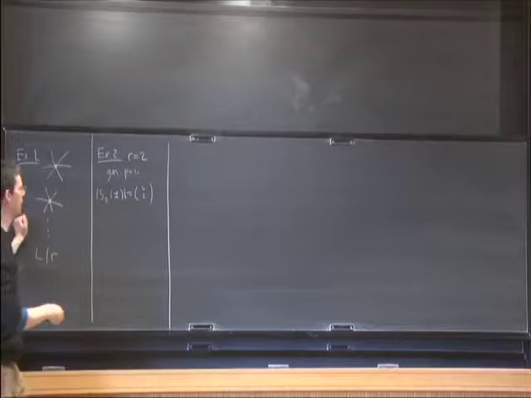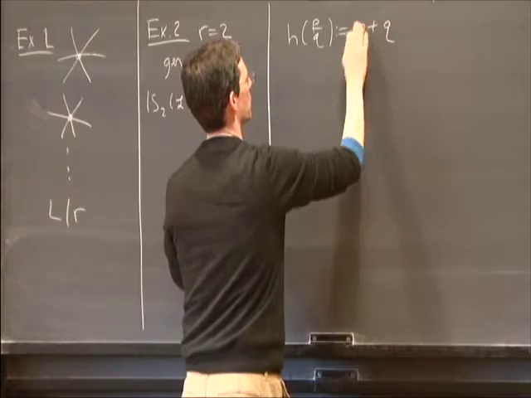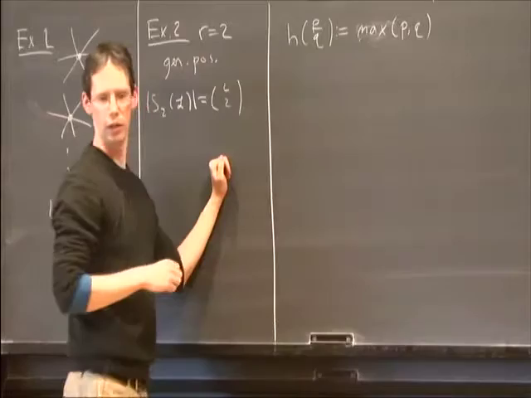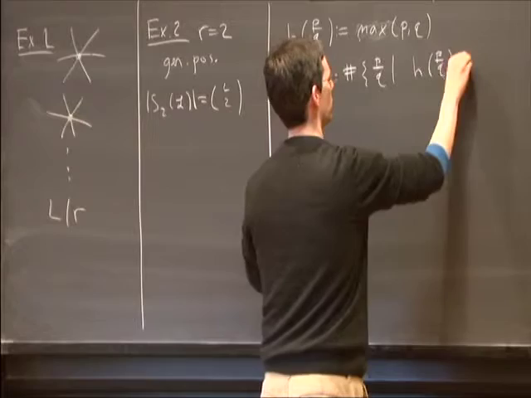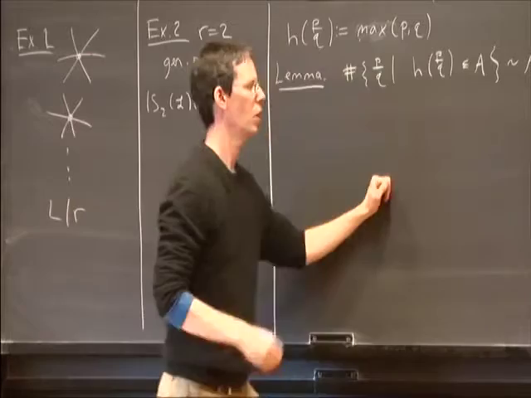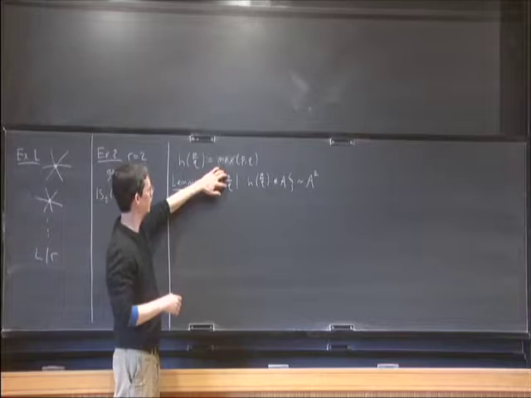Do a little vocabulary. So the height of a rational number, p over q, is defined to be p plus the maximum of p and q, if p and q are in lowest terms. And a little lemma is that if you look at the number of rational numbers with height at most some number a, this is approximately a squared. So I look at fractions, p over q. P and q can both be at most a, so I have a squared choices. But I only get to keep the ones which are in lowest terms, so I have to throw some of them out. And you can check that there are still around a squared of them left.